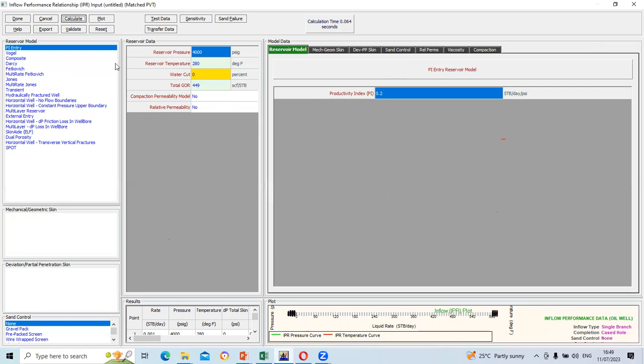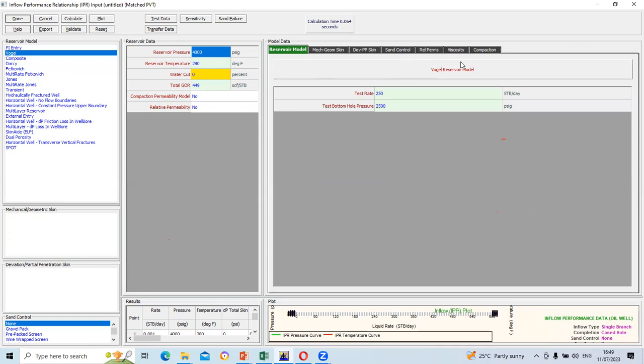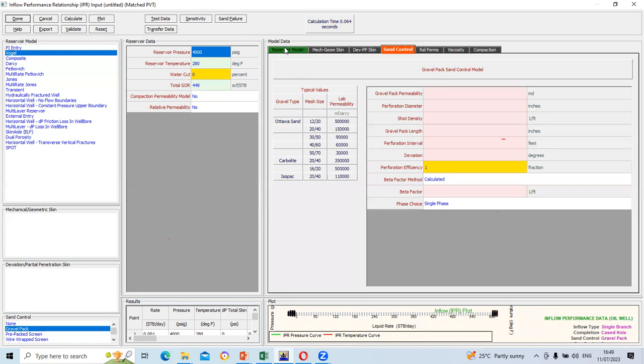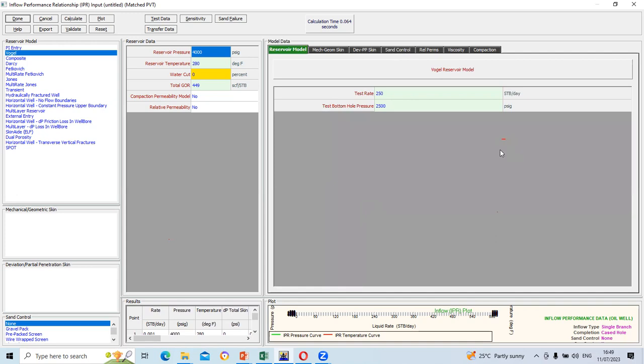All right, so we'll take this down. We'll go back to our Vogel equation. When you are using the Vogel, there is no way we can talk of skin because the Vogel equation does not take into account any skin effects. But if you want to start bringing in the skin, remember, it is very simple at this stage of sand control because we took none. If I now take gravel packing, you realize that the tab for sand control has appeared. It means that I have to put the information for sand control here. But when I take none, it disappears.